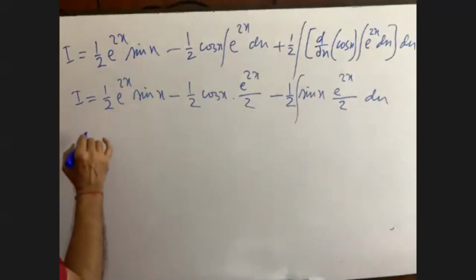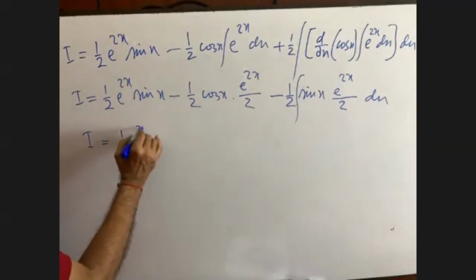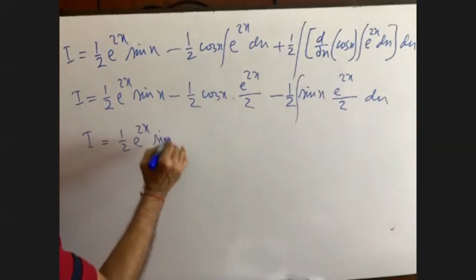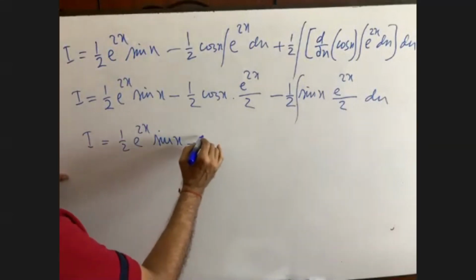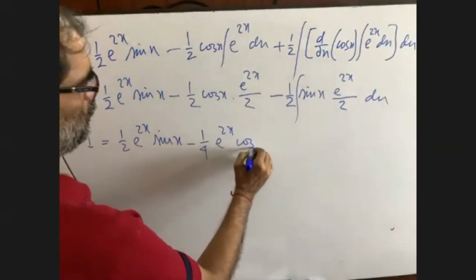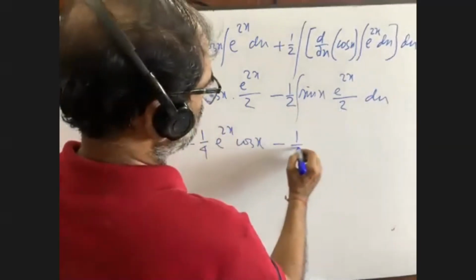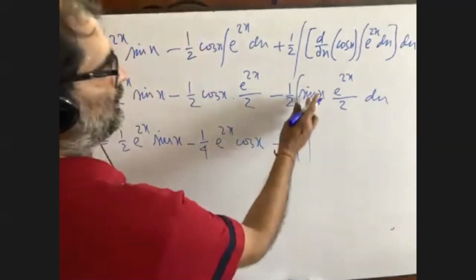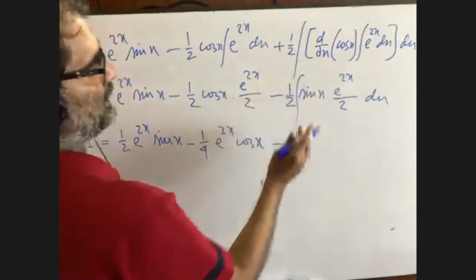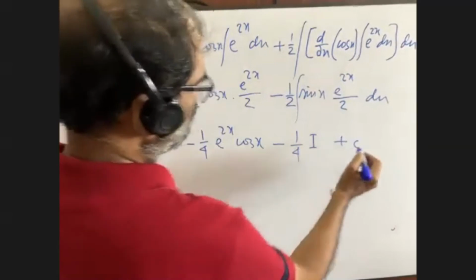Actually, what we are getting here? Half e to the power 2x sine x minus 1 by 4 e to the power 2x cosine x minus 1 by 4, you see, it is what? E to the power 2x sine x. That is equals to I. Talk to me.